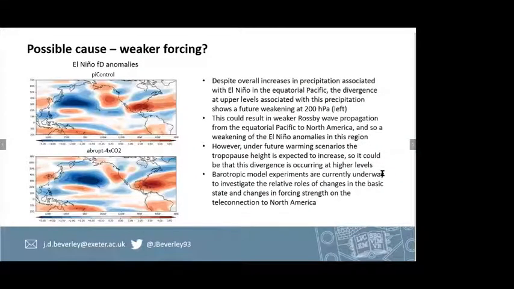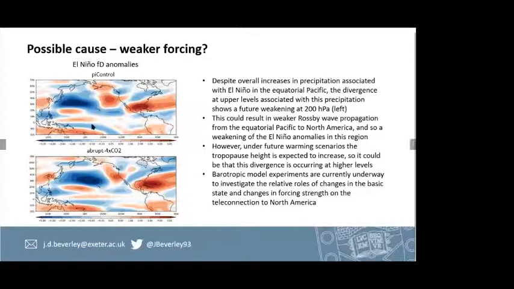So we've seen that the weaker El Nino temperature anomalies in abrupt 4xCO2 are partly related to the shift in circulation anomalies, but also a lot of models show a weakening of the circulation anomalies and the anomalous low pressure as well. So we've had a look at what possible causes of this might be. So these plots here show the divergence anomalies associated with El Nino at 200 hectopascals, multiplied by the Coriolis parameter. So this is a rough indicator of the Rossby wave source.